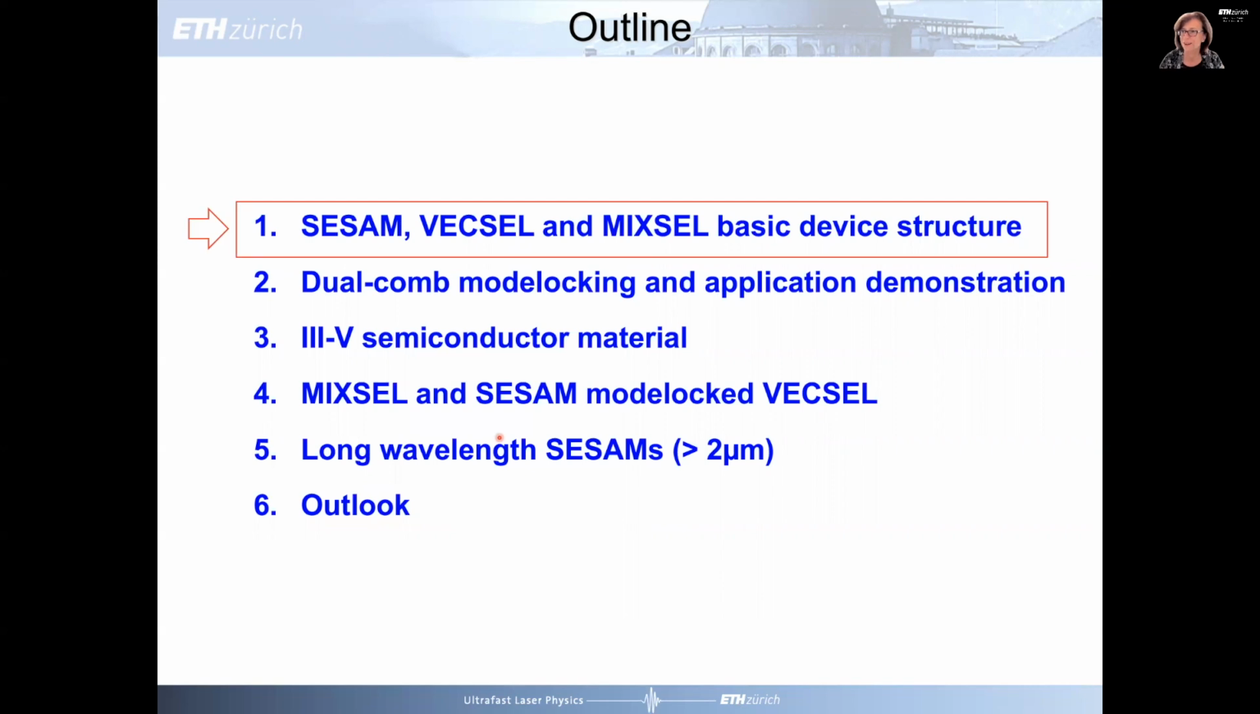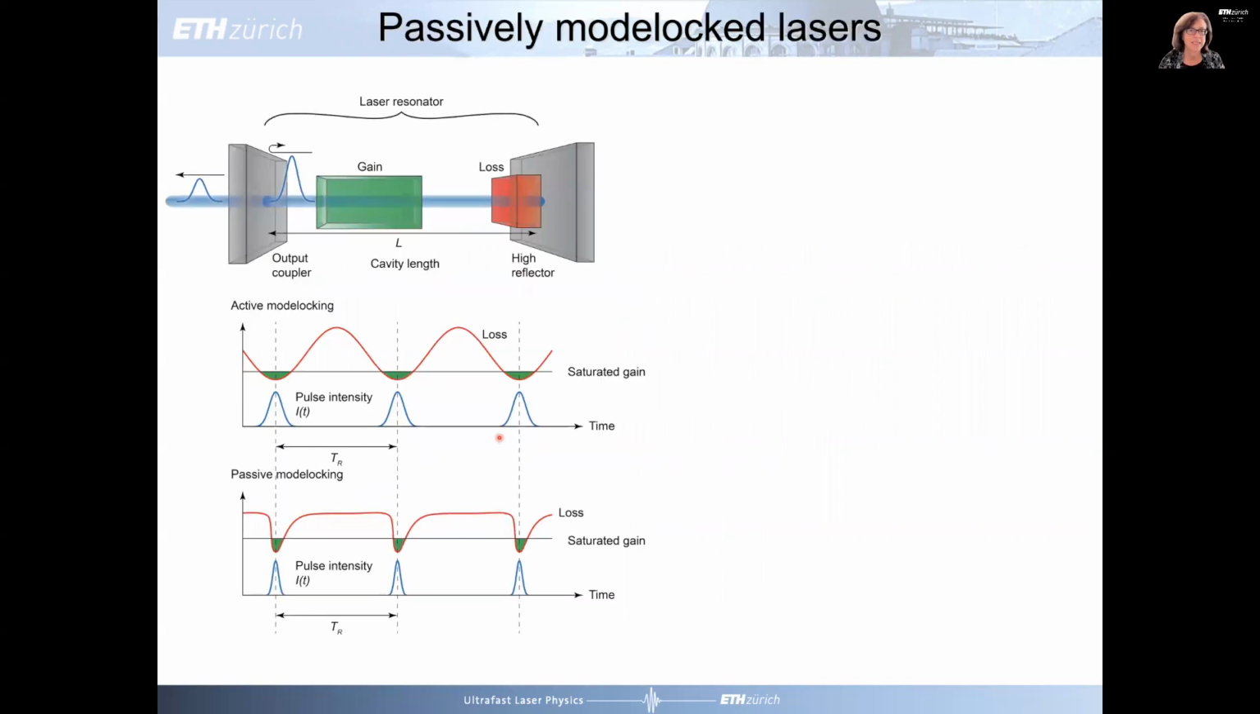So let's get started. When you passively mode lock a laser, you have a gain element in the laser cavity and a loss element. So you can do active mode locking, then you have an acousto-optic modulator, which is typically a sinusoidal loss modulation. And that one opens up a net gain window which supports the short pulses, for one pulse per cavity round trip.